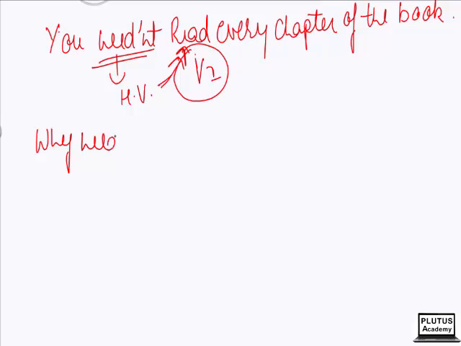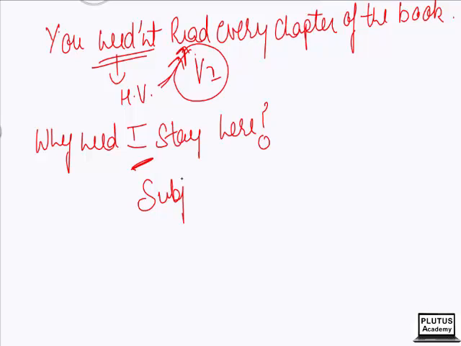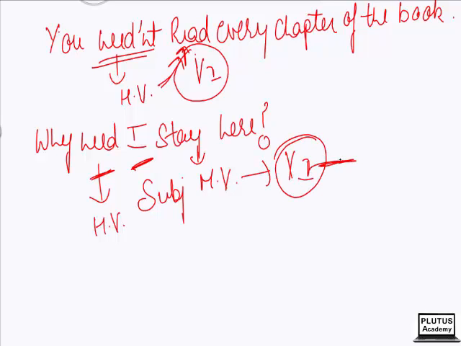Why need I stay here? I is the subject. Subject is preceded by helping verb. Subject is followed by main verb, which should be first form of verb.